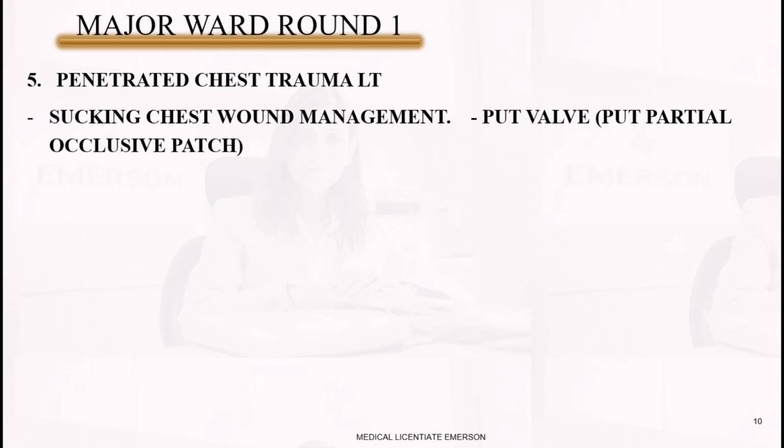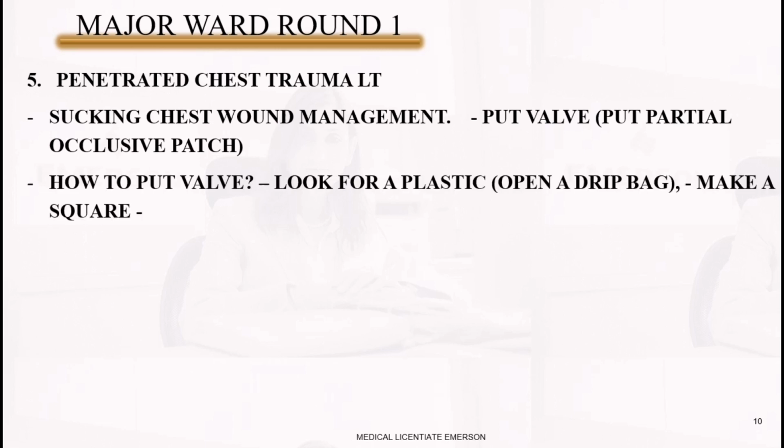For those who have come across the sucking chest wound, you have to know that in open pneumothorax, the patient may develop what they call a sucking chest wound. So that's in open pneumothorax. Then you have to put a partial occlusive patch. Since we don't actually have the original partial occlusive patch, you need to know how to improvise.